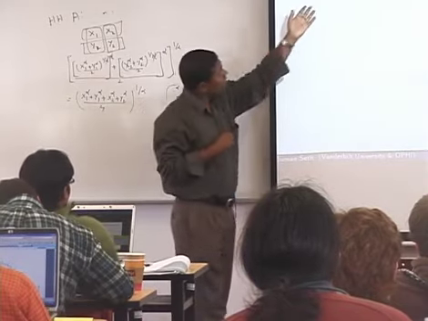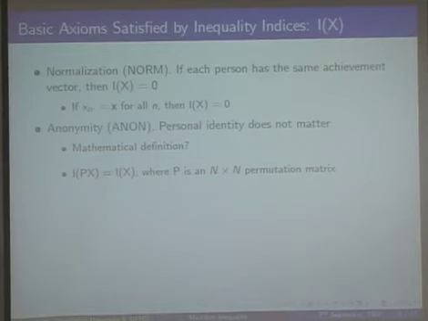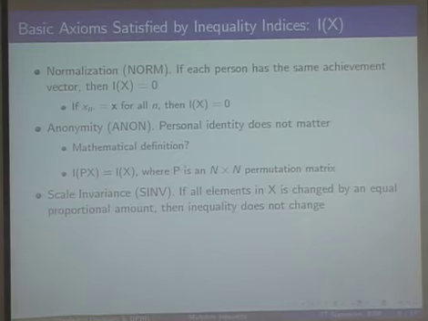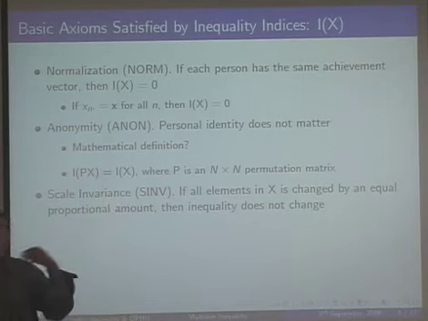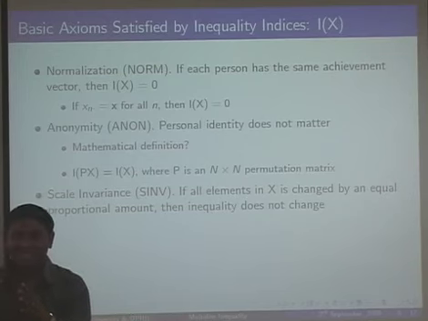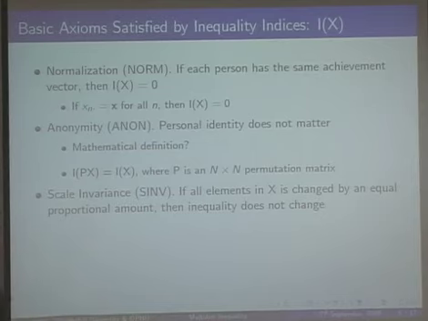So anonymity, the mathematical definition, as we already mentioned: it's a permutation matrix. If you pre-multiply, inequality is not going to change. Anonymity is changing persons, so personal identity doesn't matter. Could there be another axiom called dimensional anonymity? That means if you post-multiply by a permutation matrix, then inequality remains unchanged. But that would assume each dimension is treated symmetrically, which is a really strong assumption. So we are not going to assume that.